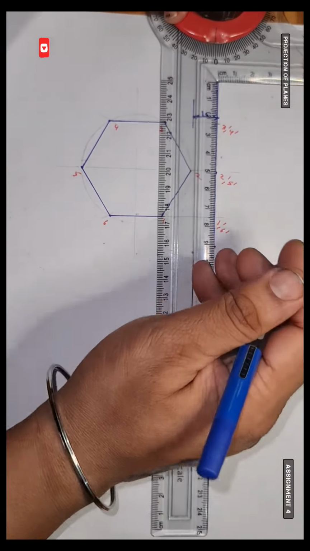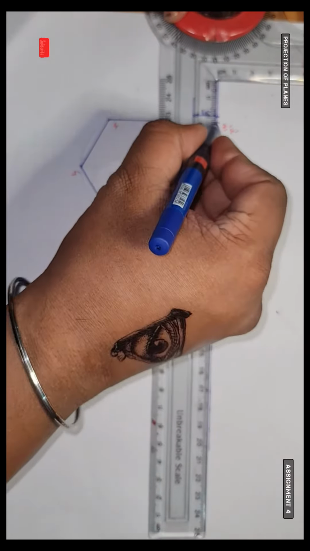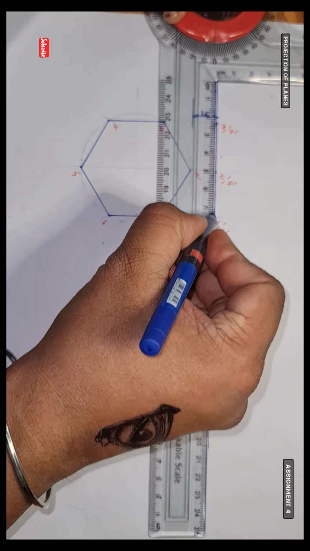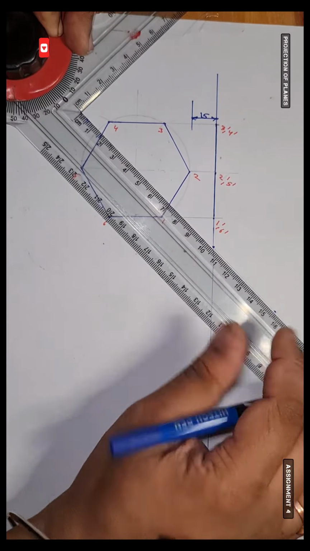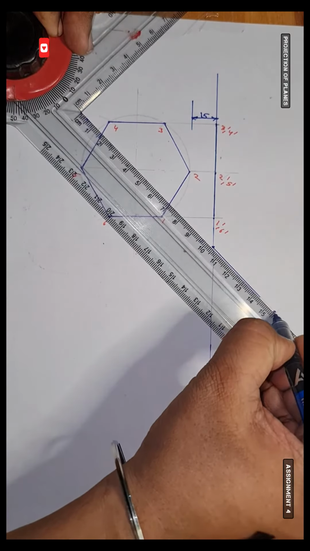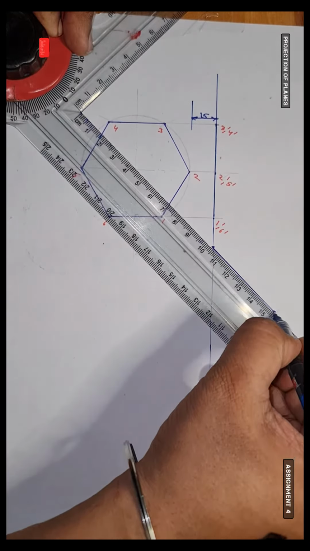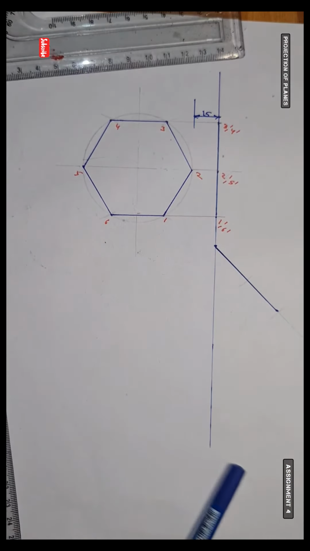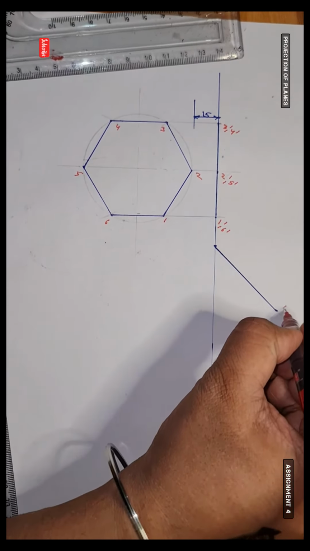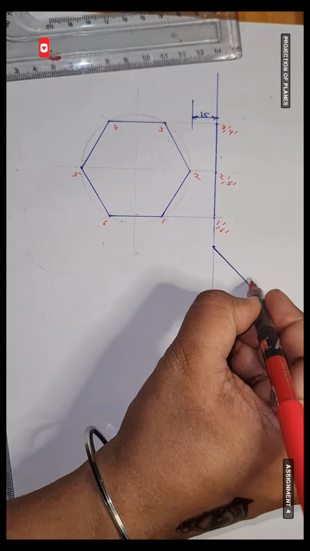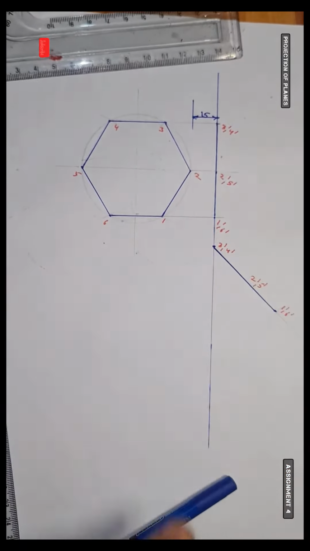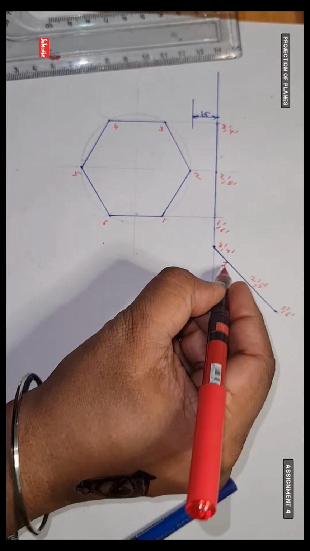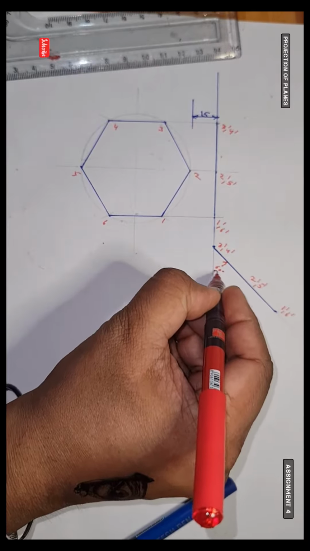You need to darken this front view first. This is your front view, and this is your front view again. We have rotated the front view, and it is at an angle with the HP now. 2 dash comma 5 dash. This is 3 dash comma 4 dash. This angle is 45 degree.